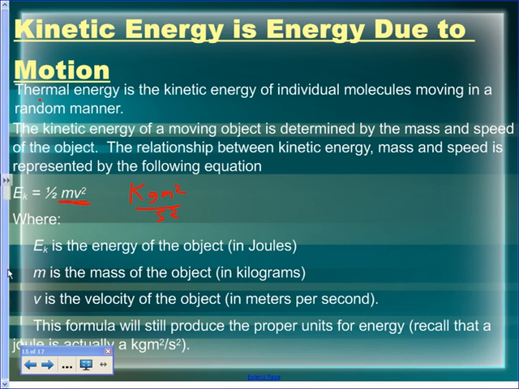So things to remember again, EK is the kinetic energy in joules, m is the mass, which must be in kilograms, and v is the velocity, which must be in meters per second. Lots of questions will try to catch you here. They will give you a speed in kilometers per hour. You cannot use kilometers per hour in an energy calculation.